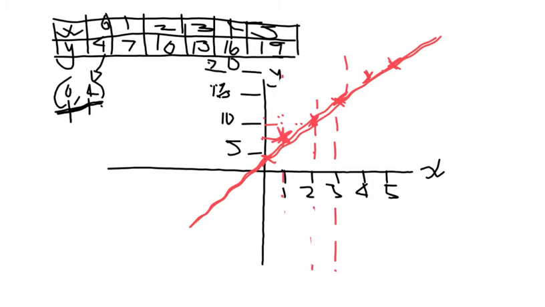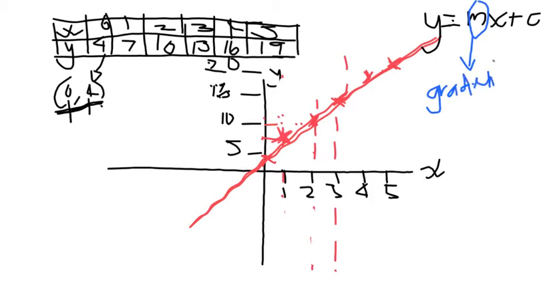Once we've plotted the graph, how would we find the rule that represents this line? Well, we know that any linear equation is in the general form of y equals mx plus c. What does our m represent? Our m represents our gradient. And there's a way we can actually work out the gradient.